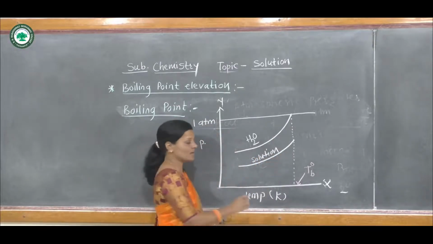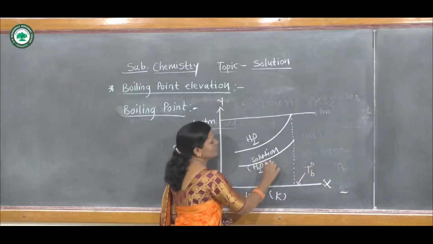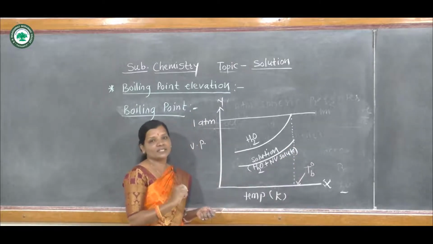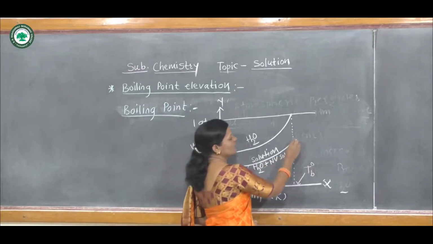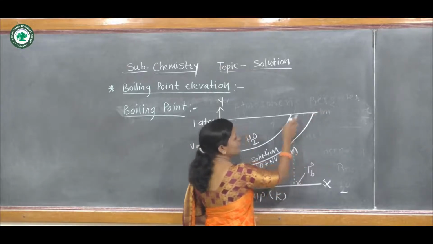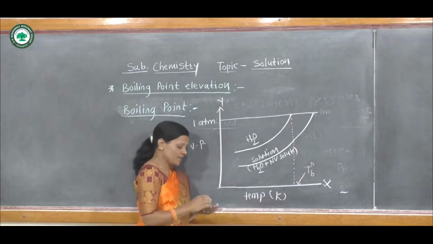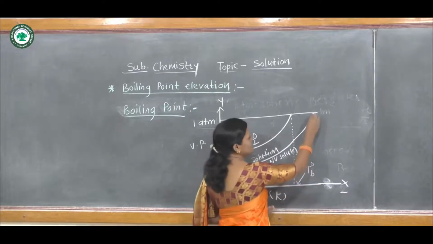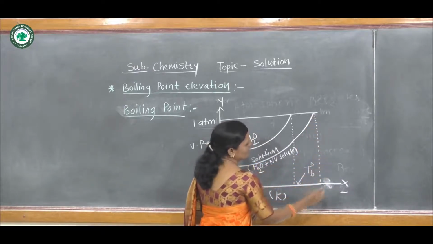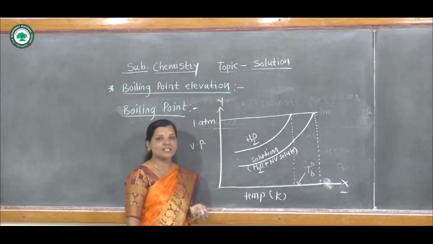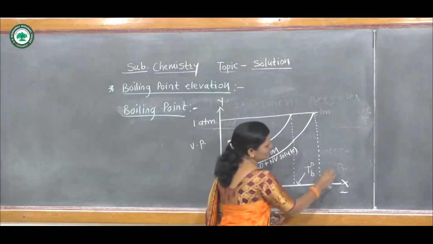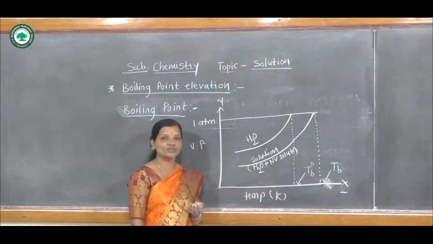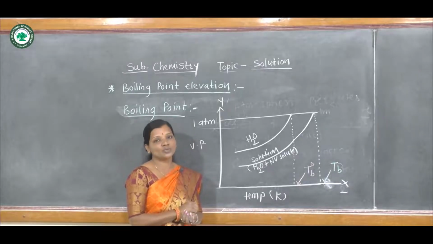Now this solution contains pure water plus non-volatile solute. As temperature increases, the vapor pressure of the solution also becomes equal to the atmospheric pressure, and this corresponding temperature is nothing but the boiling point of the solution. That is the boiling point of solution. Consider this temperature as TB. That TB means the boiling point of the solution which contains non-volatile solute particles.